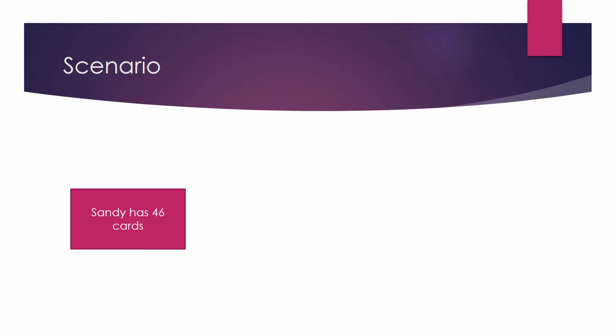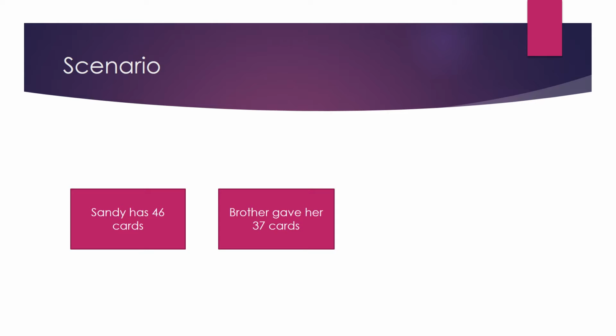She writes, Sandy has 46 cards, and draws a rectangle around it. Then what happens? She pauses for students to think. What happens next? Emma? Her brother gives her 37 more baseball cards, Emma says. Miss Davis draws another rectangle. Inside she writes, Brother gave her 37 cards. Then she asks, what happens next?